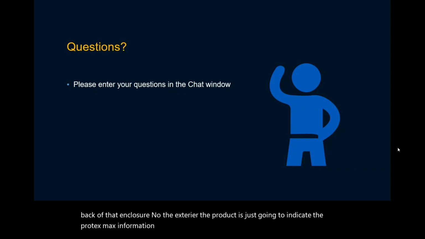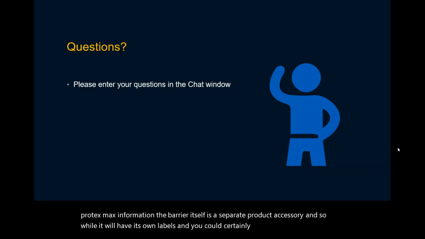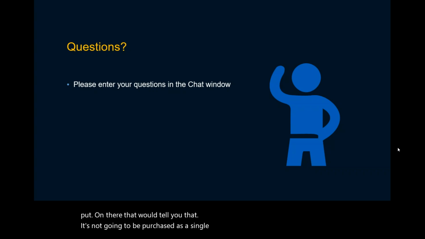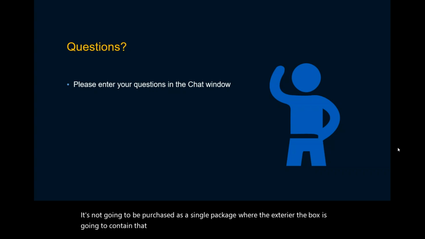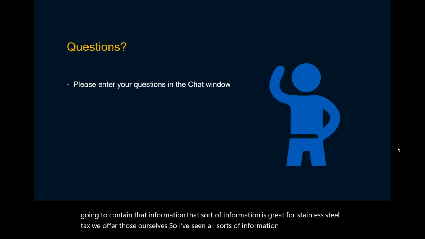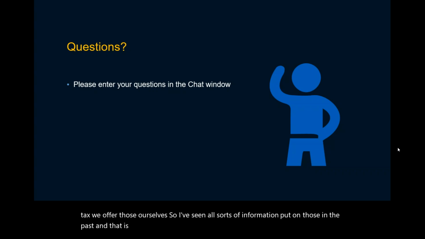The barrier itself is a separate product accessory, and so while it will have its own labels, and you could certainly get a stainless steel tag to put on there that would tell you that, it's not going to be purchased as a single package where the exterior of the box is going to contain that information. That sort of information is great for stainless steel tags. We offer those ourselves, so I've seen all sorts of information put on those in the past, and that is a nice piece of information to put on there.